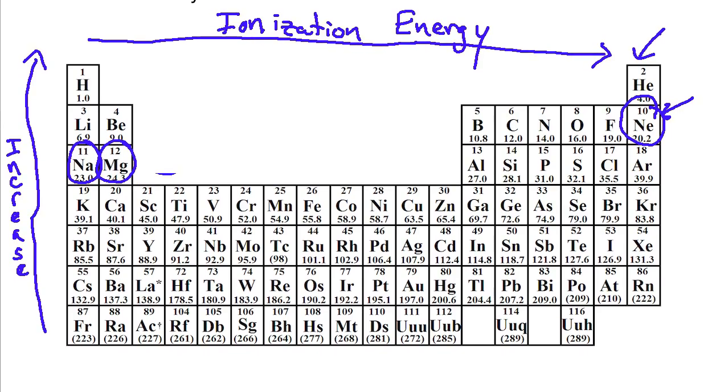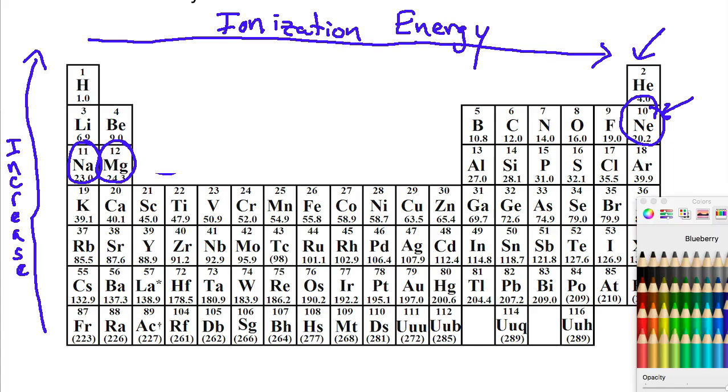Alright, so for the exceptions, let's use a different color here. It's going to be whenever you jump from the end of an S shell to the beginning of a P shell. So this would apply for magnesium and aluminum, it would apply for beryllium and boron, it would apply for calcium and gallium, and so on and so forth. So this is the first exception. And the reason for this exception is because we are jumping from an S shell to a P shell.